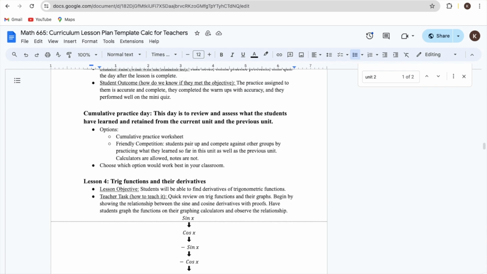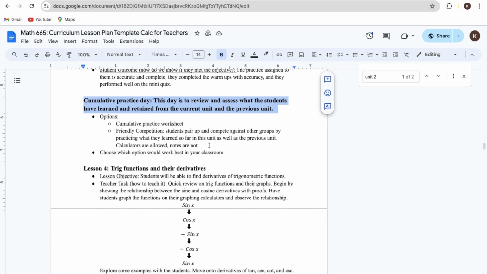A couple of things that I put in this unit are 2 cumulative practice days. This is a day where students are going to review everything they've learned so far in this unit and the previous unit, which was on limits. This is just helping kids cement that knowledge in their brain and reviewing any information that we've already learned. This is going to help as they prepare for, say, the final test or the AP exam.